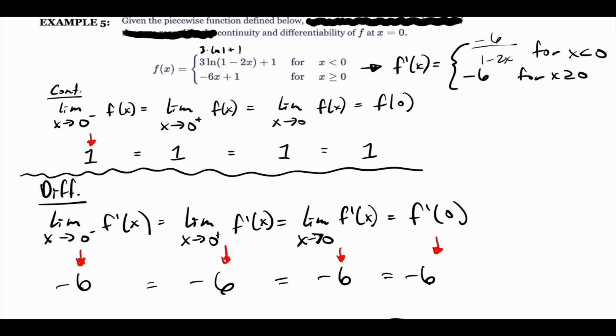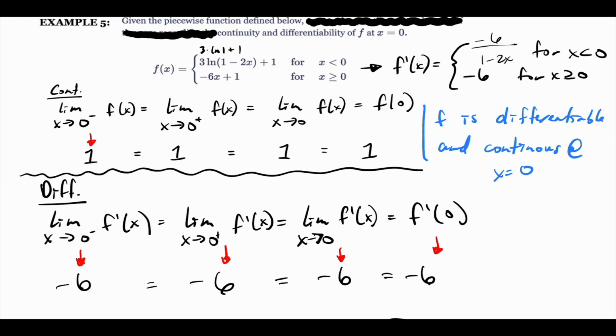So this guy is both continuous and differentiable at x equals 0. So we're going to write that. F is differentiable and continuous at x equals 0. That's our explanation, our justification why we say that.